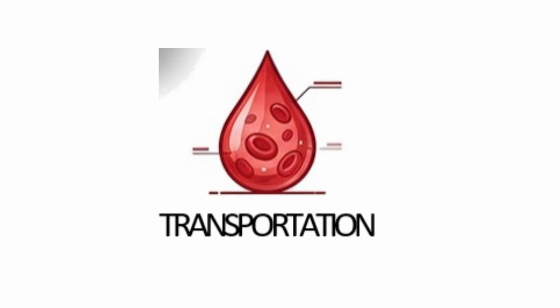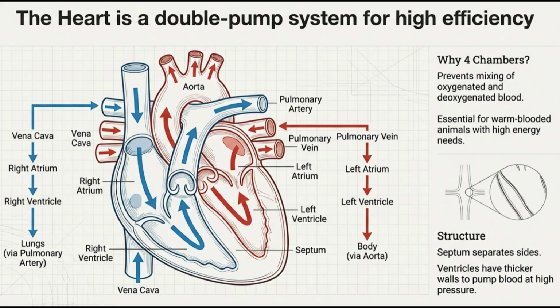This happens through the circulatory system. The circulatory system includes your heart, blood, and blood vessels. Now, let's understand the heart. It's like a double pump system that's built to be super efficient. How the heart works: the heart has 4 chambers, 2 atria and 2 ventricles.